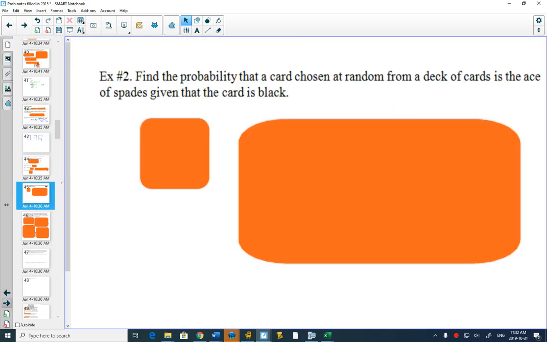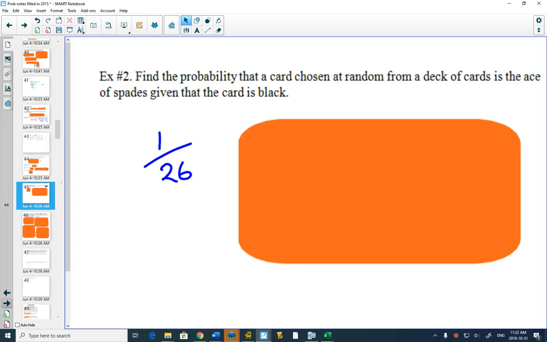So here's our next example. Again, these first ones are ones that you do not need to use the formula. You can just use your logic. Think about how the condition reduces your sample size, and then favorable over total. If it's a black card, how many black cards are there in the deck? 26. So what is the chance that you get the ace of spades? 1 out of 26. Okay? So your logic flows nicely from there.